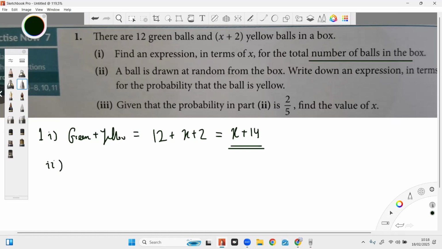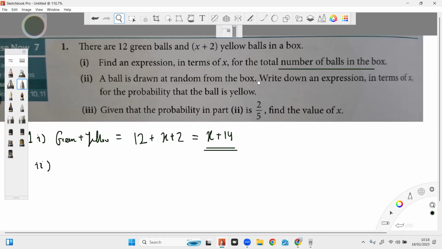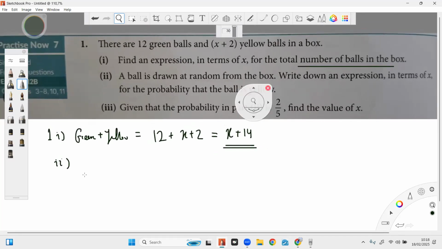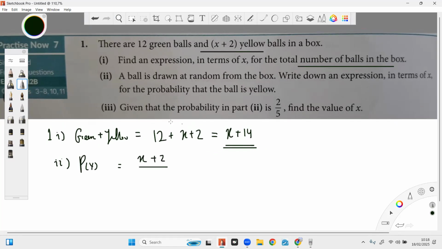Question 2. A ball is drawn at random from the box. Write down an expression in terms of x for the probability that the ball is yellow. So what is the probability of taking a yellow ball? x plus 2 over 12 plus x plus 2, or you can simplify to x plus 14. Why? Because yellow is over total, and the total has to be in its simplest version. That's it.